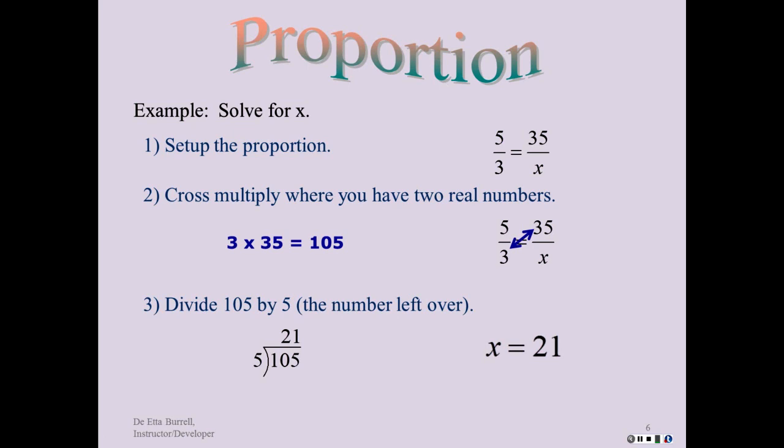Set it up, cross multiply, divide. The reason this one was so easy is because the setup was already done for you. Be sure to cross multiply where you have two real numbers and then divide that product that you got in step 2 by the number left over. The number left over in this problem was 5. 5 goes into 105. Any questions about how to administer this strategy?